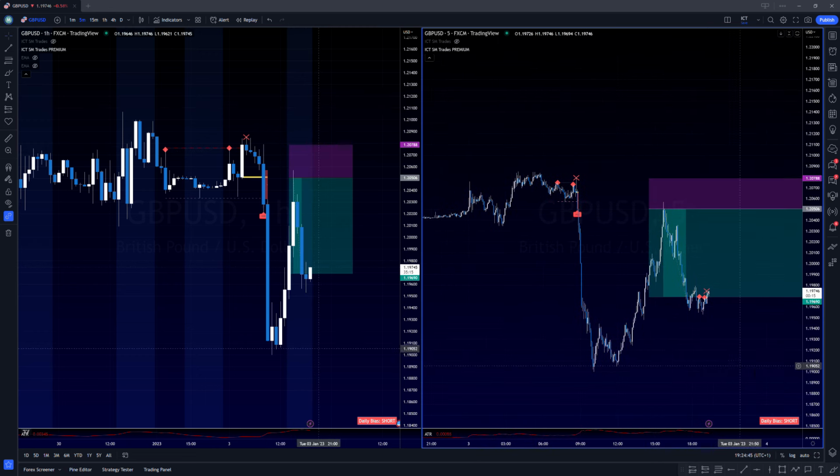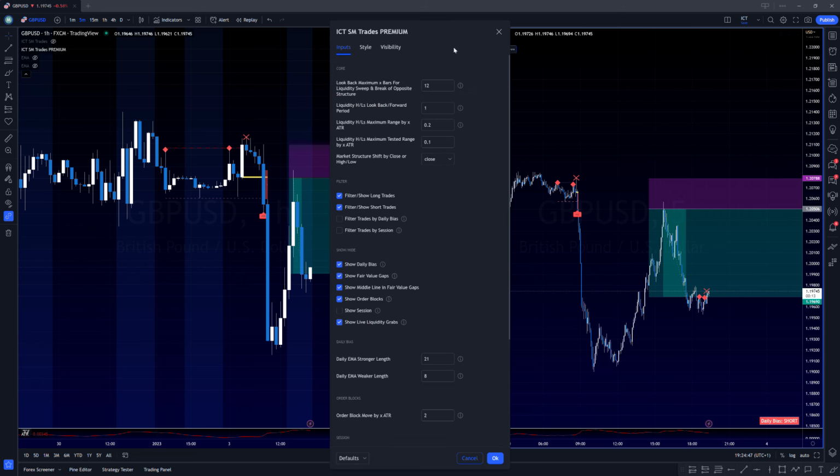So this is, I think, also filtered. No, this is not filtered by daily bias, but if we check this, the trade would be printed out because the daily bias is short and this is a short trade.